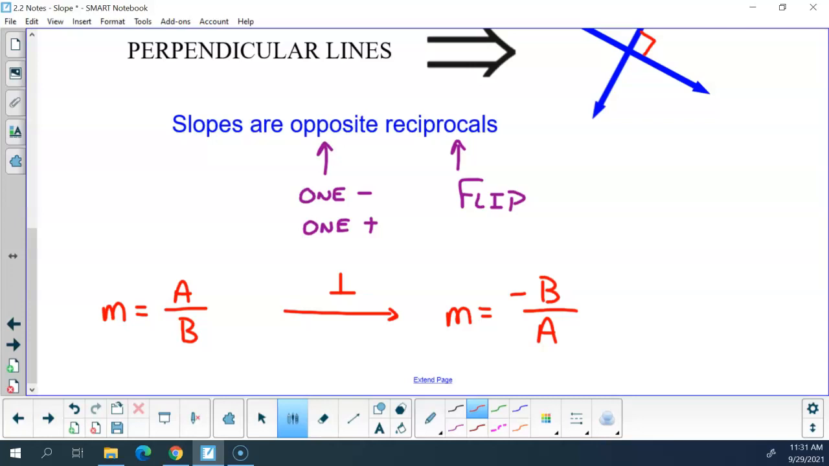Then, if we're parallel, we're parallel. If we're not parallel, we're perpendicular. If we're not parallel or perpendicular, then it's neither. Then we just call those lines skew. Skew lines are non-parallel, non-perpendicular lines.